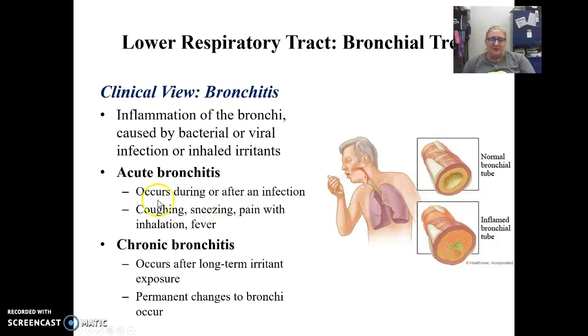Acute is going to occur during an infection and often is treated using some type of an inhaler like albuterol to help open the airways and keep the airways from closing up. Whereas chronic bronchitis is associated with long-term exposure to irritants. So again, it's going to cause the airways to get inflamed and usually causes permanent damage. So it's not going to be fixed. You can think of chronic bronchitis as the smoker's cough associated with people who smoke for years and years and years.